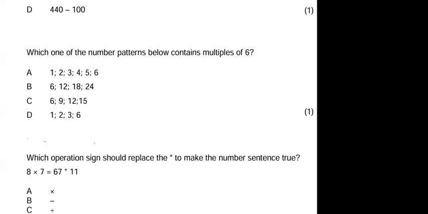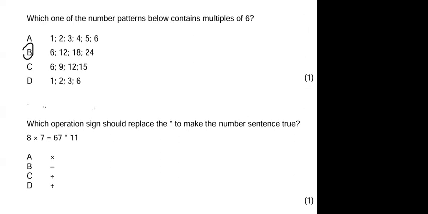All right, this one says, which one of the number patterns below contains multiples of 6? Multiples of 6 are going up by 6. So 6, 12. This one is fairly easy. We're going up by 6, so 6, 12, 18, 24. All right, let's move on to the next one.